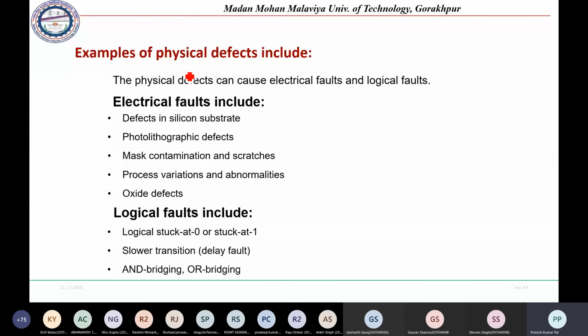So in physical faults, it could be of two types, that is electrical faults and logical faults. The electrical faults are the ones that we have seen could be there. And in logical faults, we will basically be analyzing logical stuck at 0 or stuck at 1.